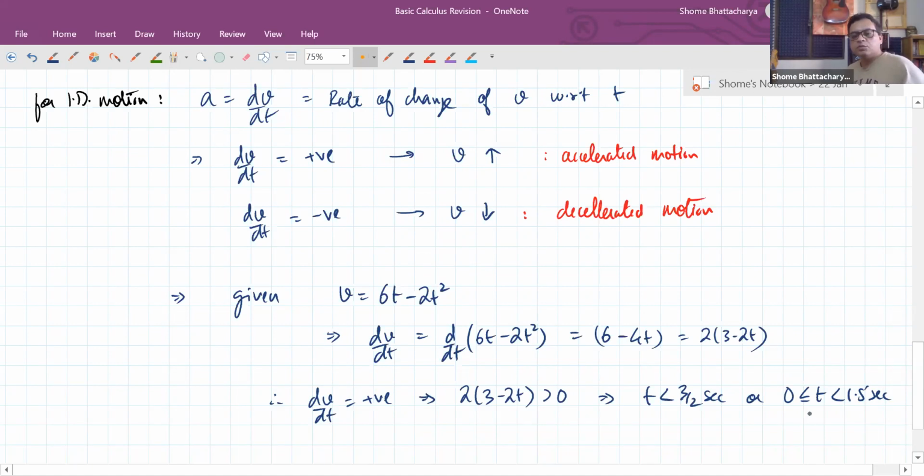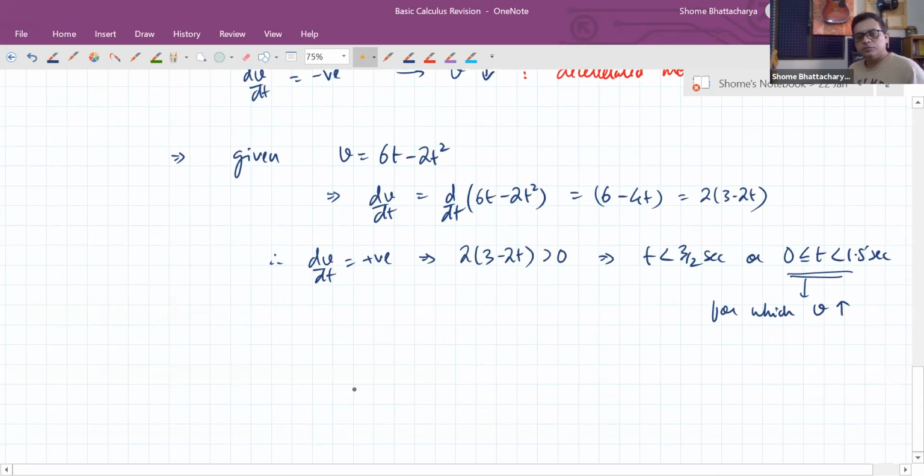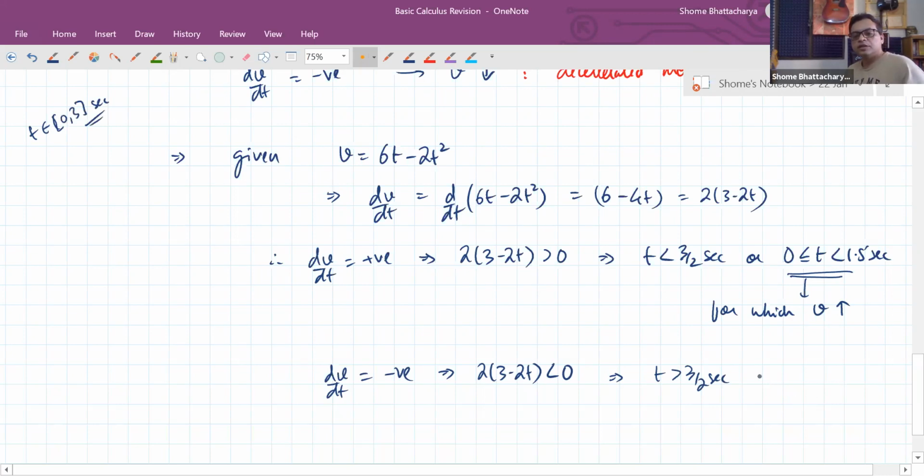So what that is telling us in context of the problem is that this is the interval of time for which v is increasing, or it is having accelerated motion. And similarly, dv/dt being negative means that this should be less than 0. So it tells me that t should be greater than 3/2 seconds. Remember, overall my domain was that the time was from 0 to 3 seconds. So I'll have to take the interval like this, that t is greater than 1.5 and less than or equal to 3 seconds. So this is the interval for which v is decreasing.